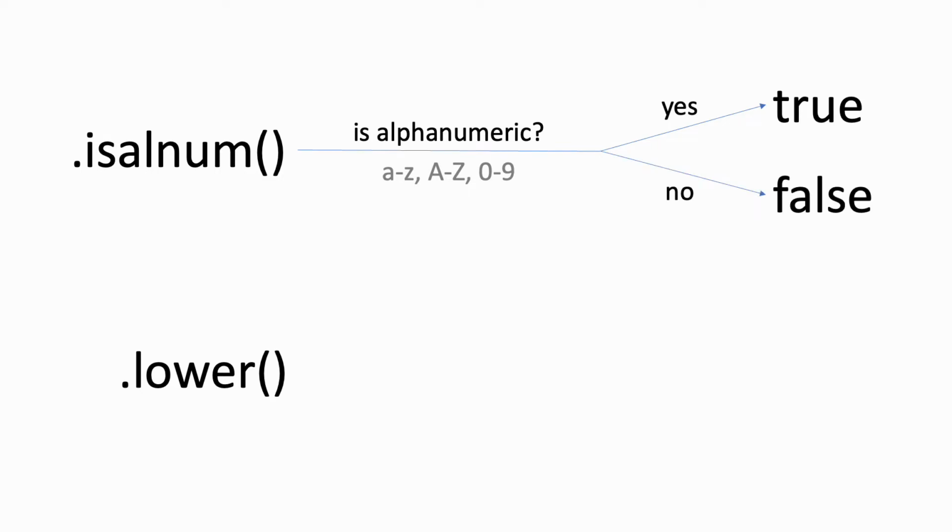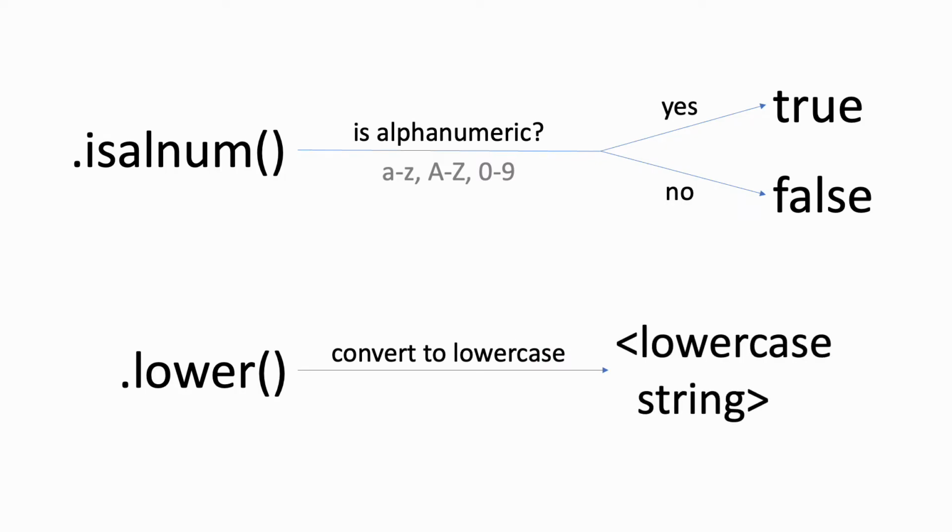The lower method will simply take a string, convert each character to lowercase, and return the lowercase string. For example, if the string was an uppercase A, then this method would return a lowercase a. Now that we know what these two methods do, let's look at the code and solve this in Python.